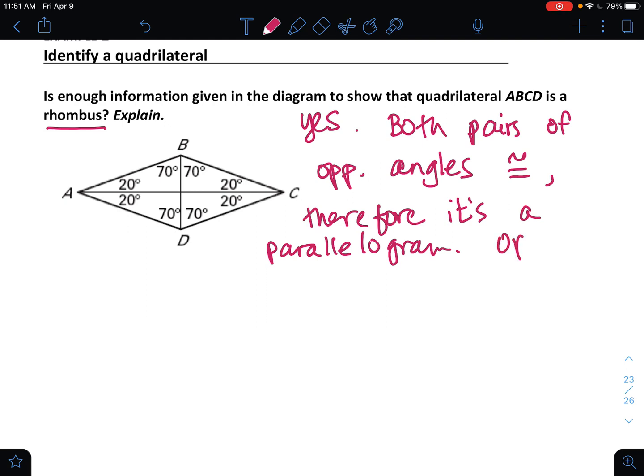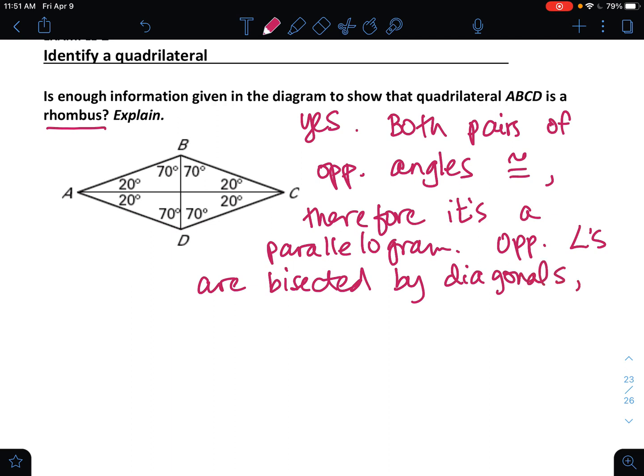So I'm going to say here, opposite angles are bisected by diagonals. I'm going to do some abbreviating with symbols. Therefore, it's a rhombus.